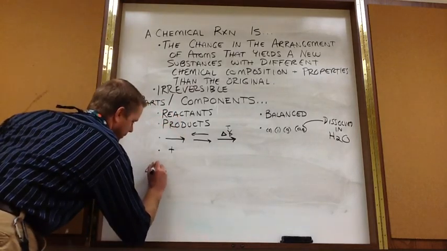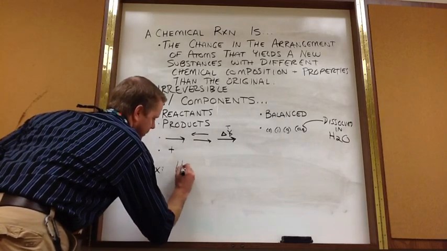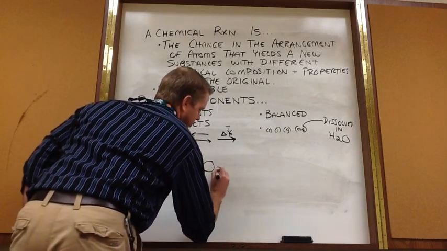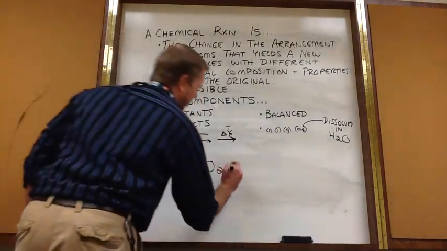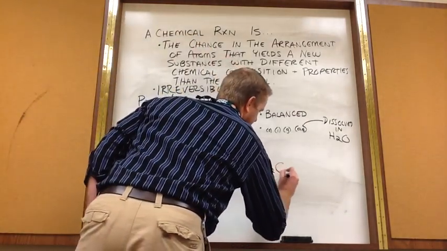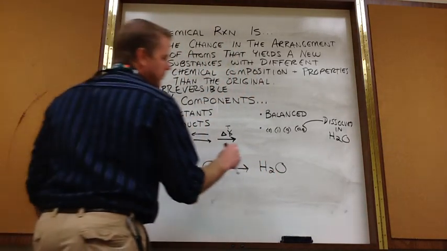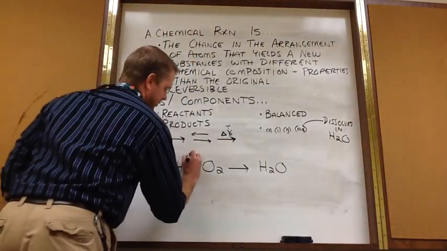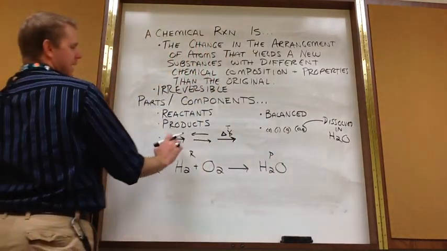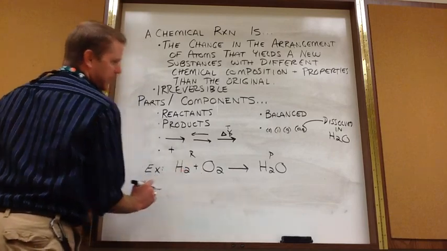So let's do an example, and it's an easy example. If I take hydrogen gas, so diatomic hydrogen, H2, and I add to it diatomic oxygen, O2. When you take hydrogen and oxygen and put them together, you end up making the most abundant chemical on the planet, right? Water. So H2O is the product. The reactants are the hydrogen and the oxygen. It has an arrow going in this direction. We have an addition, meaning hydrogen and oxygen are being put together.